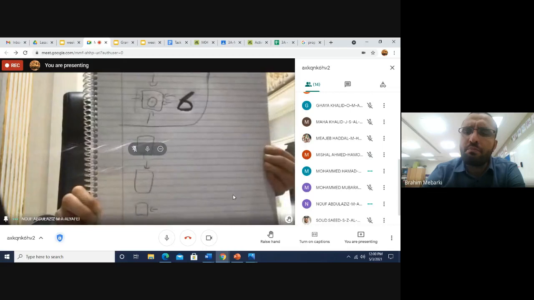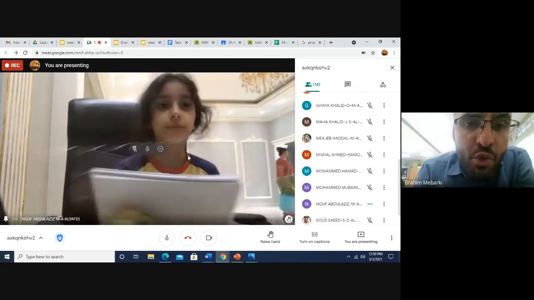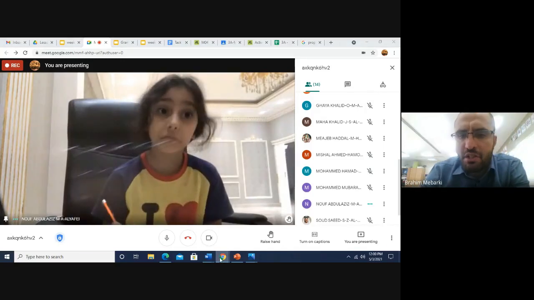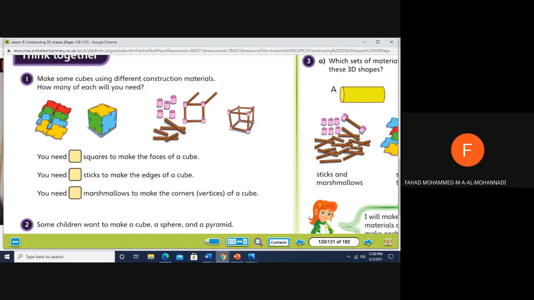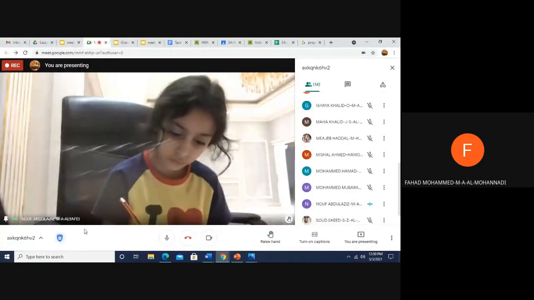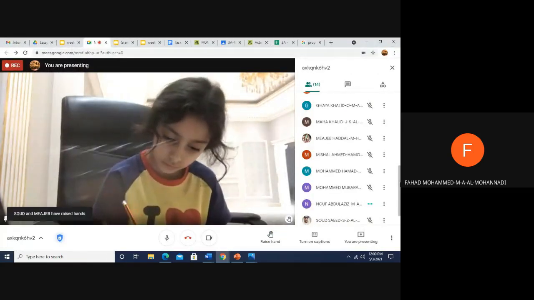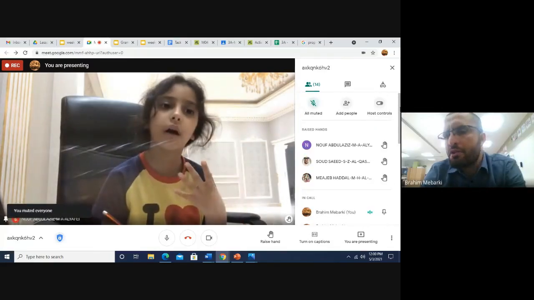Good job. Your next step, Noof, is to draw the sticks or the edges. You remember the edges here? Yeah. Here are the edges. How many edges do you need? You need 12 edges. So draw 12 sticks. One, two, three, four.